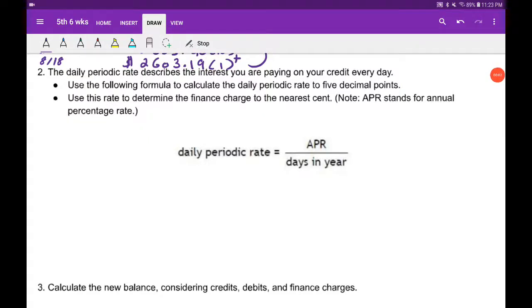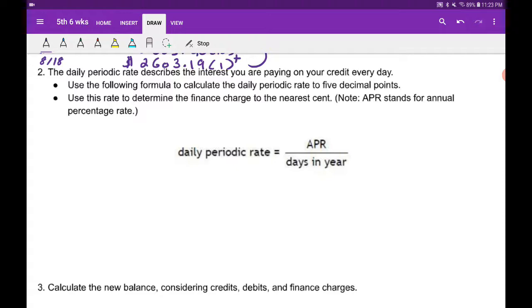Okay, in this answer to number two, we're going to take the daily periodic rate and describe the interest you are paying on your credit every day. You're going to use the following formula to calculate the daily periodic rate to 5 decimal places. All right, use this rate to determine the finance charge to the nearest cent.